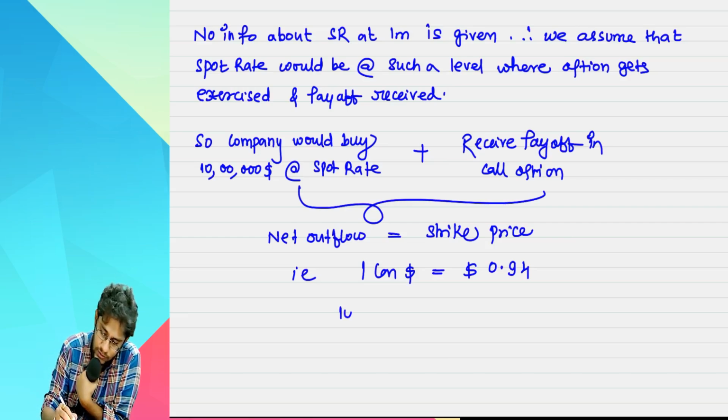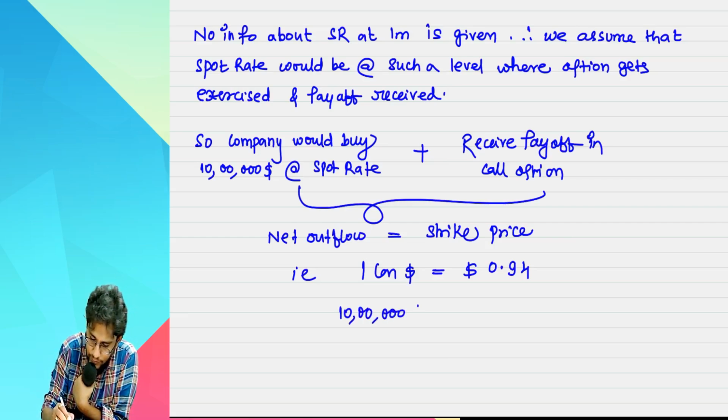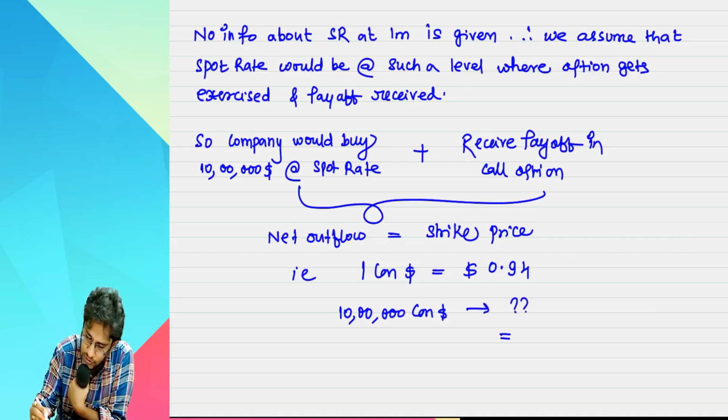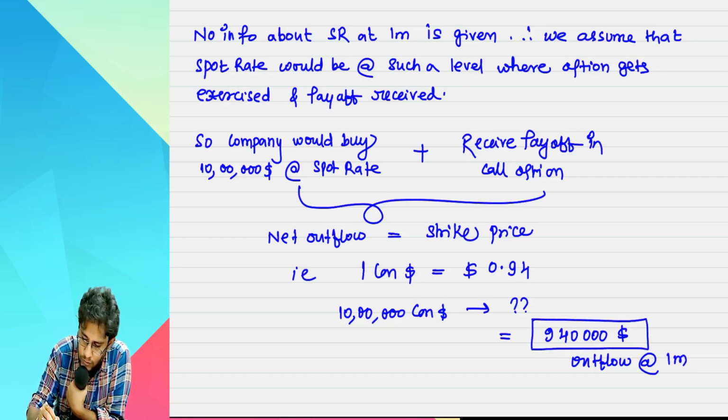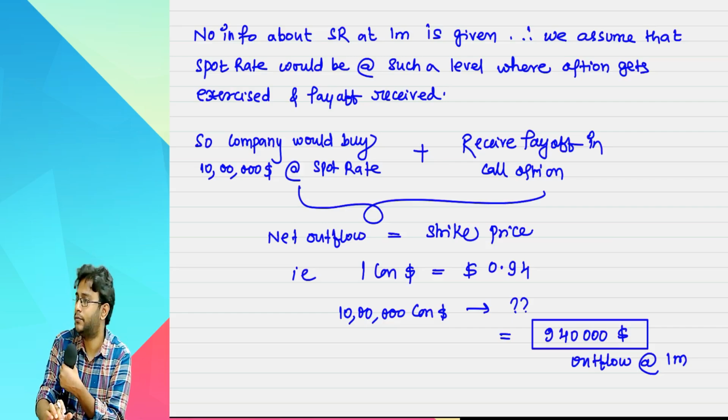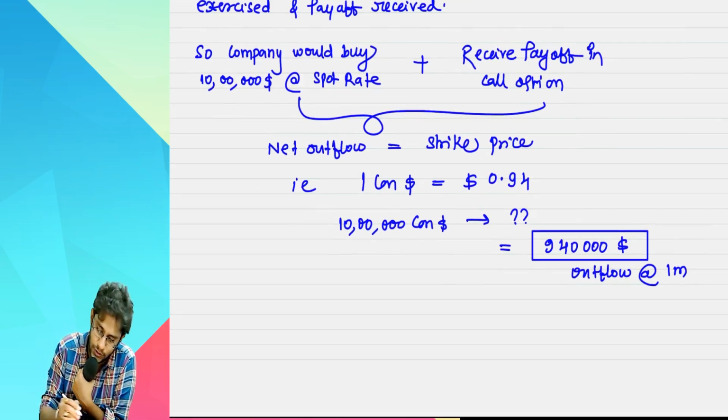So how many CAN dollars? 10 lakh CAN dollars. How much is this? $940,000. That's all, sir. Option hedging is over.